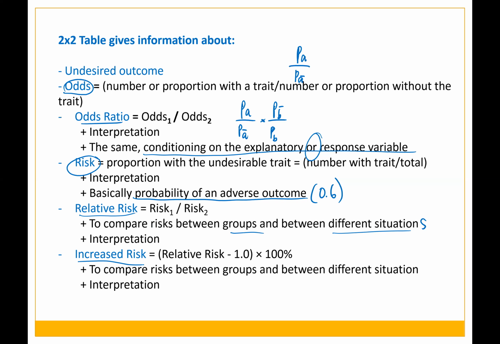However, when we say something like young adults are 30% less likely than elder people to obtain maybe asthma or something, then that percentage is called the increased risk or decreased risk. So it's just the difference in percentage of risk. And this is found by relative risk minus 1, multiplied by 100%. That's also used to compare risk between groups and between different situations.